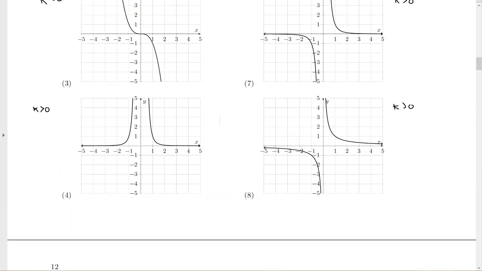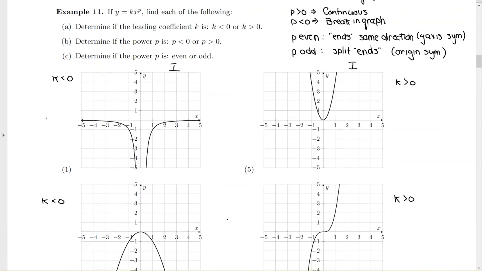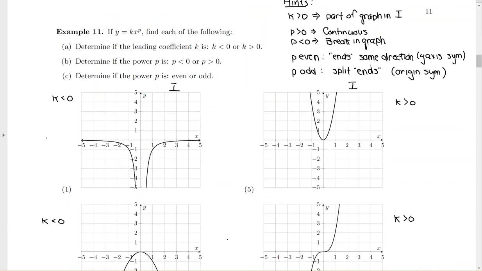Okay. So it's just a matter of looking, do you have anything in the first quadrant? If you do, k is positive. If you don't, k is negative or less than 0. All right, now we're looking at our power. P less than 0 means that would be a negative exponent, which would drop that x down to the denominator. And when that goes down to the denominator, x can't be 0. So we'd expect a break in the graph if p was less than 0.